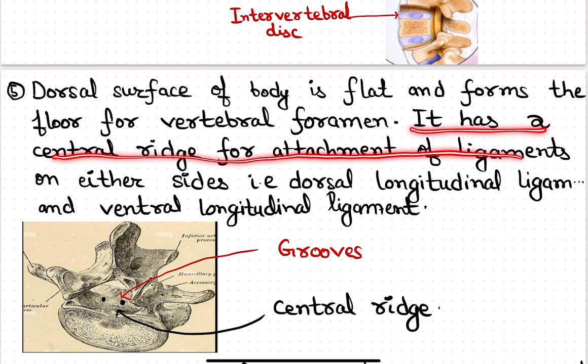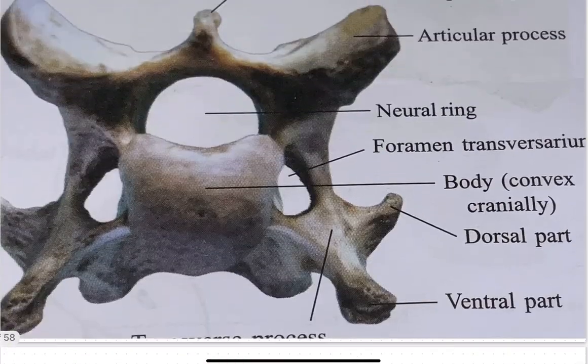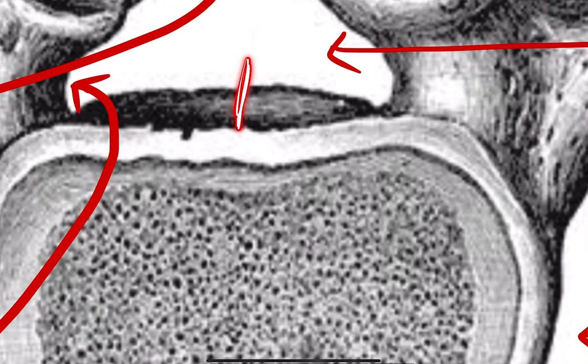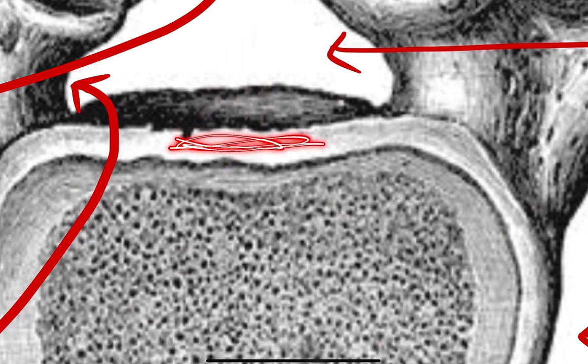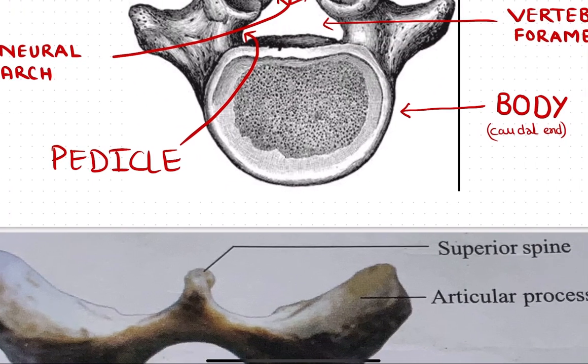Now it has a central ridge for attachment of ligament on either side. It is telling us that in this region we have a ridge, an elevation, and this elevation is used for ligaments to attach, and the ligaments present here are known as dorsal longitudinal ligaments. This is the dorsal region, this is the longitudinal part, so dorsal longitudinal ligaments. Similar ligaments are present inside, known as ventral longitudinal ligament. And in these regions we find some depressions, some holes, known as grooves for vessels and nerves to provide nutrition to the bone, because bone also needs nutrition, na?